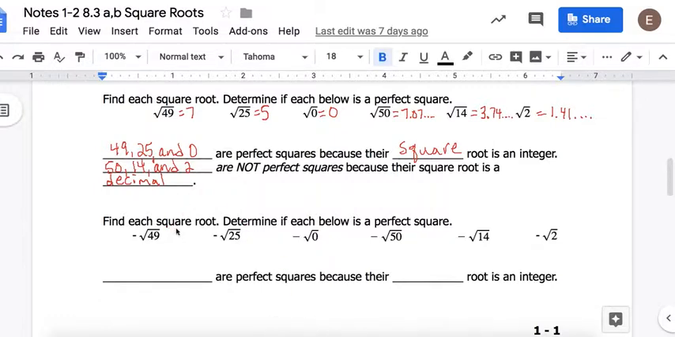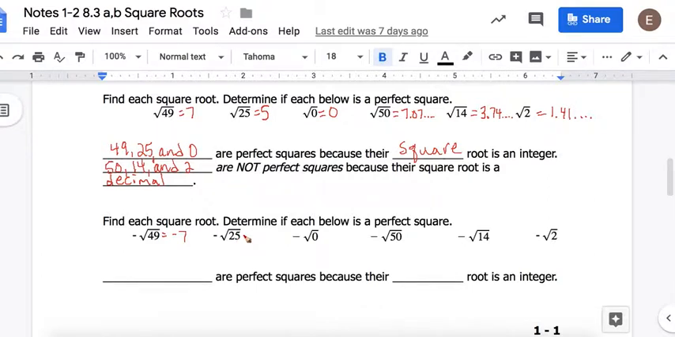Okay, it says find each square root. Determine if each below is a perfect square. Now you'll notice these are the same as the ones above. However, the difference is there's a negative in front. So we are going to see what that negative does. So I would type in the square root of 49, and the square root of 49 is 7. But there's a negative in front, so we would call this -7. And remember, -7 times -7 is 49.